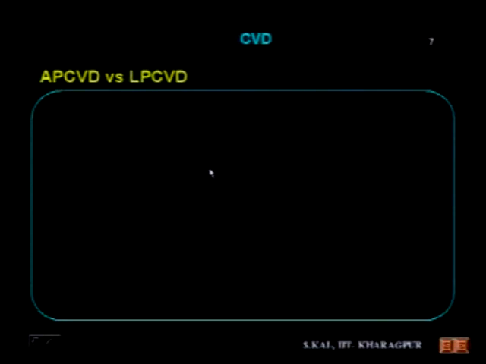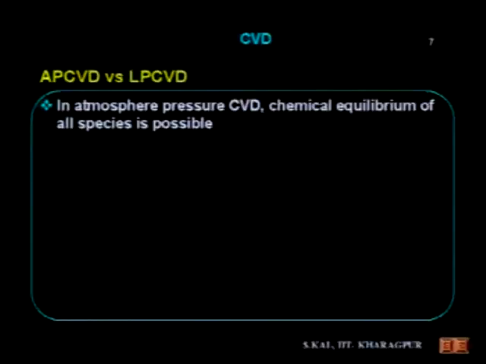Both APCVD and LPCVD are thermally driven. One is at atmospheric pressure and another is at low pressure. So in both cases, what are the distinctions, advantages, disadvantages, let us see. In atmospheric pressure CVD, chemical equilibrium of all species is possible.